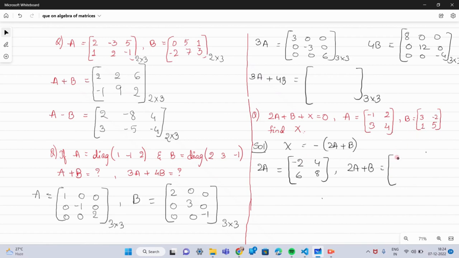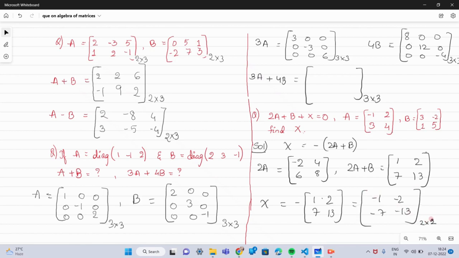Minus 2 plus 3 is 1. 4 minus 2, 2. 6 plus 1, 7. And 8 plus 5, 13. Now to get X, it is the minus of 1, 2, 7 and 13. So just multiply this minus with all the elements, which means minus 1, minus 2, minus 7 and minus 13. So this is the required X matrix of order 2 cross 2.